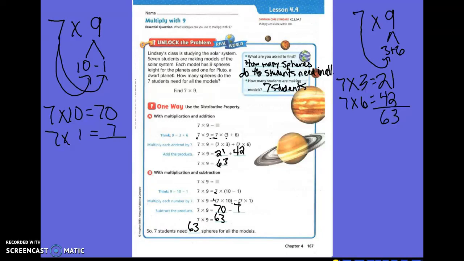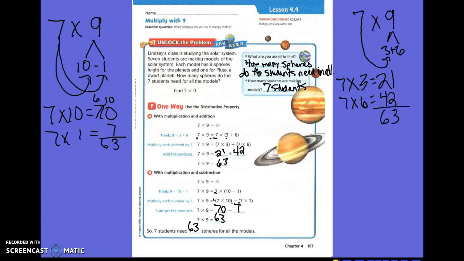63. You don't know how to work out 70 minus 7, you go over here. You can't do 0 minus 7, so you take away 7. Give that 1 to the 0, make it 10. 10 minus 7 is 3, and then you bring down 6.